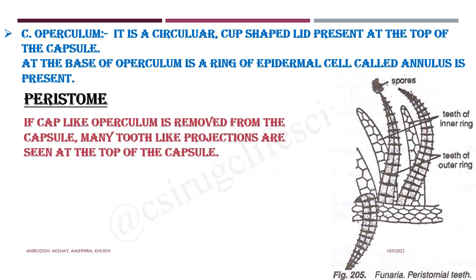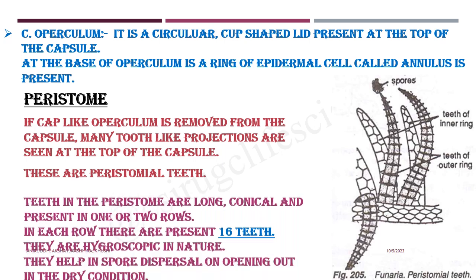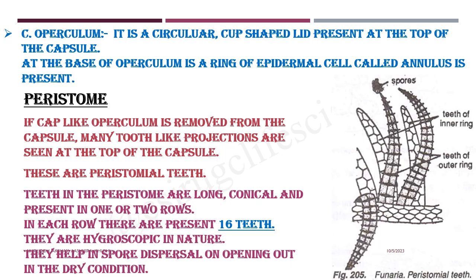Next one is peristome. If the cap-like operculum is removed from the capsule, many tooth-like projections are seen at the top of the capsule. These are known as peristome teeth. The teeth in the peristome are long, conical, and present in 1 or 2 rows. In each row, there are 16 teeth. They are hygroscopic in nature. They help in spore dispersal by opening out in dry conditions.